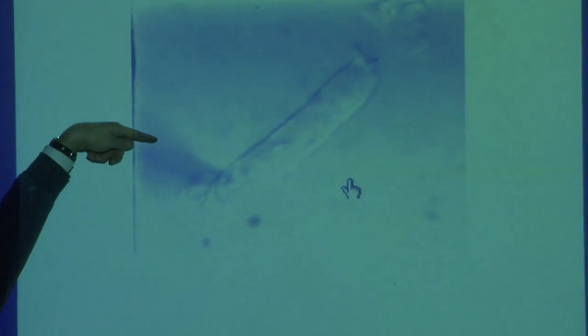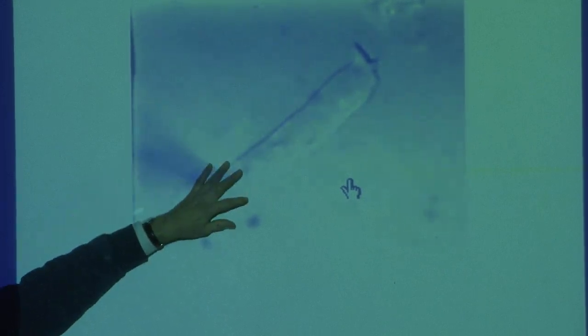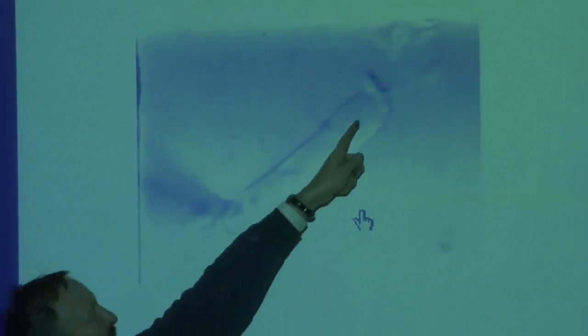Once again. Okay, so here's the hair cell. This is the shadow of the electrode holding this stiff. This is the main part of the cell. These are the stereocilia right up there.